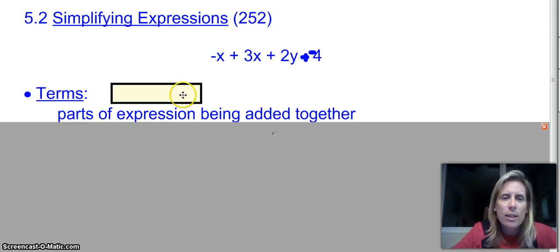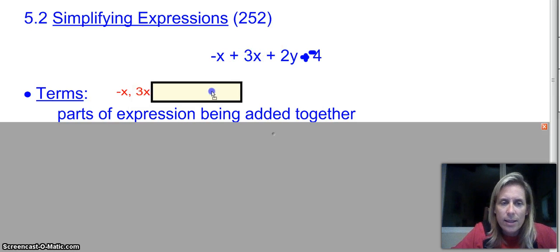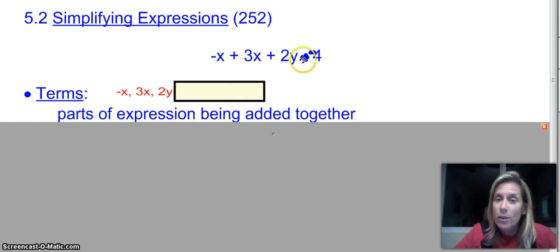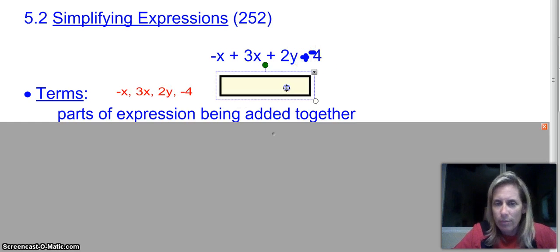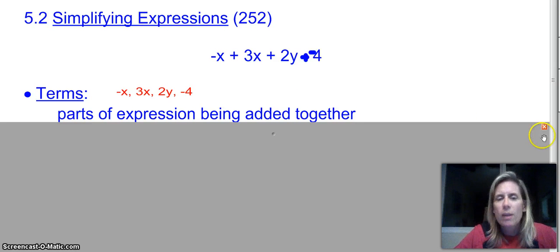And we're going to list those terms for this example. So the first term is -x. Good. The second term is 3x. See if you can write down the others. And hopefully you have 2y and the final term, which is -4. Good. So terms are the parts of the expression that are being added together.